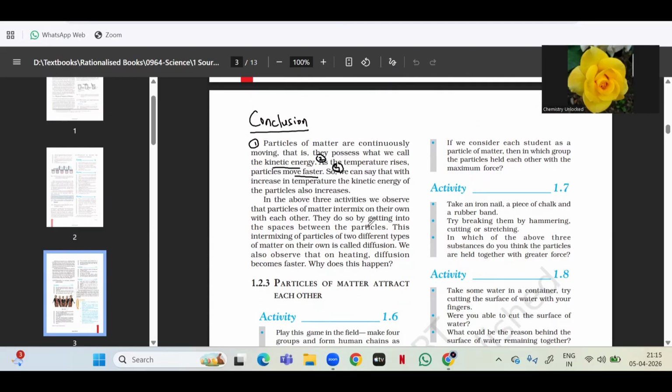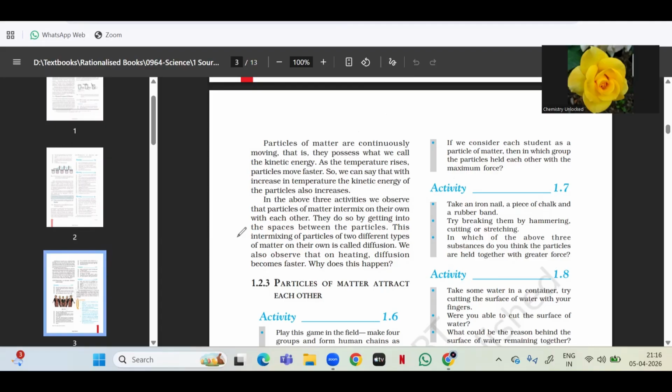Let us make it point number 3. So there are 3 pointer conclusions which we can draw: particles are continuously moving. As the temperature rises, the movement increases. So finally, what we can conclude is that kinetic energy is directly proportional to temperature. The more the temperature, the more the kinetic energy. So I hope till here you all are clear.